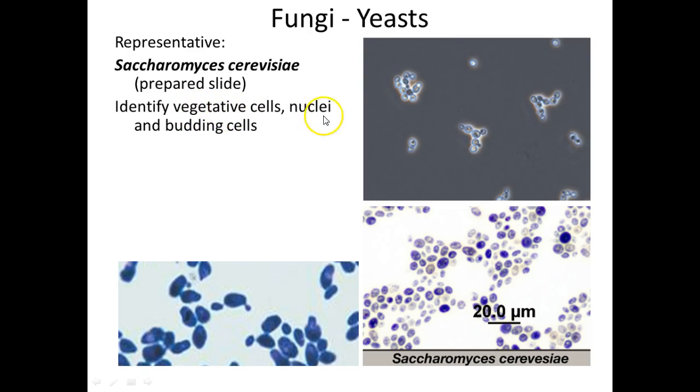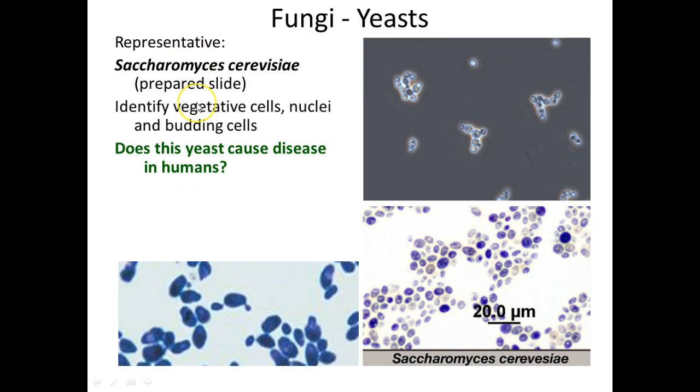So the vegetative cells, sometimes you'll even see the nuclei stained depending on the specimen. And definitely look for budding cells. Like for instance, this one you can see the vegetative cell and then the two buds coming off, right? You really want to try and see that budding that happens for these cells.